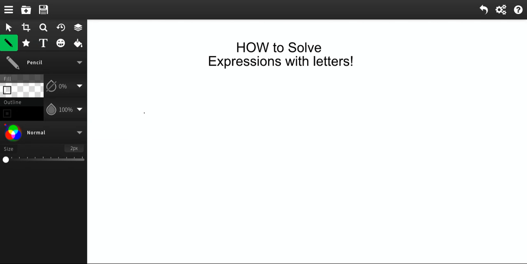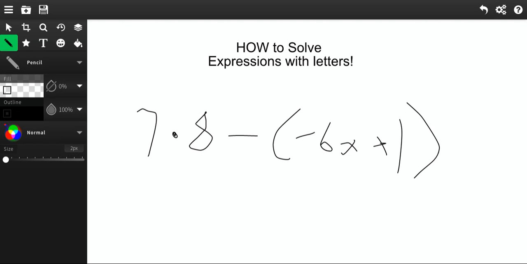Let's say we did 7 times 8 minus 6x plus 1. This is going to be a little harder one. Okay, how do you do that? Well, we're actually not going to tell you what x is this time. Remember this right here? That's there, right?